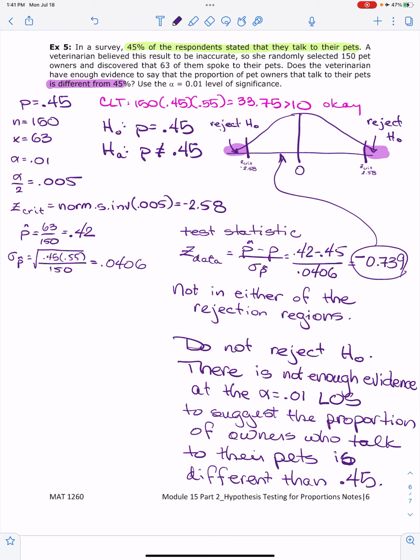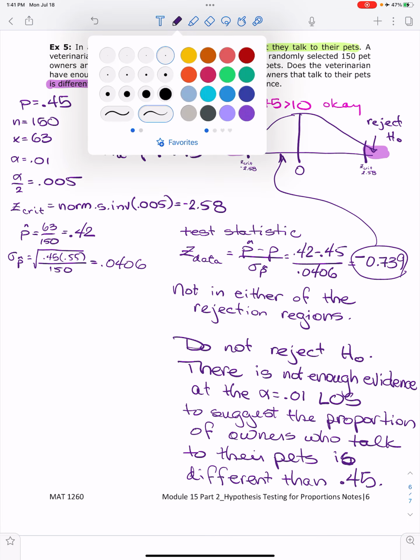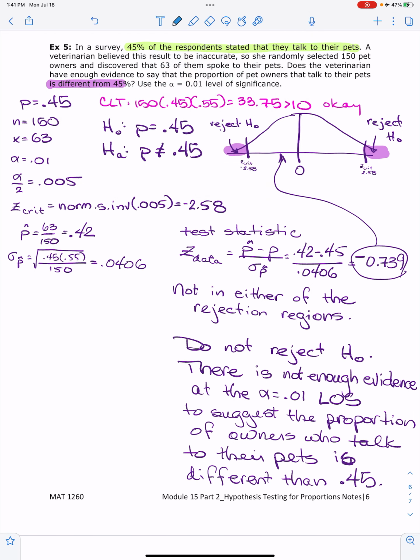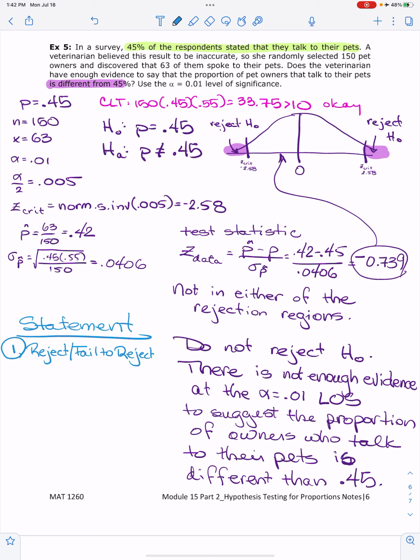Okay, so let me give you 4 steps here as we write these out. So here's how we're going to format our statements. Maybe I should have done this before. They all look the same. So 1, you're going to say whether we reject or fail to reject H naught. Notice it's always H naught. It's never the alternative hypothesis.